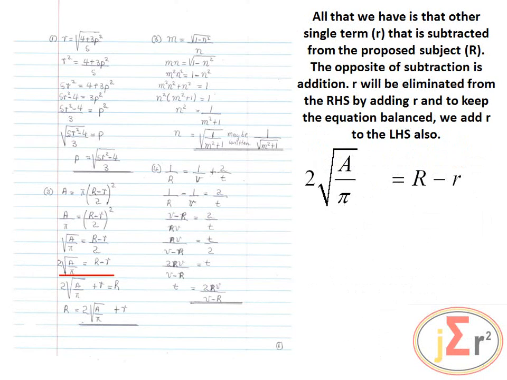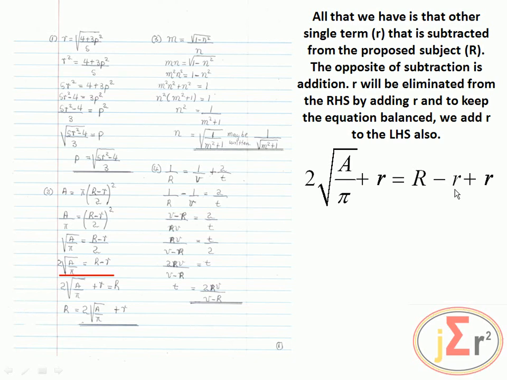It is related by subtraction, and we will do the opposite of subtraction. So all that we have is that other single term, the lowercase r, that is subtracted from the proposed subject, the uppercase R. The opposite of subtraction is addition. R will be eliminated from the right hand side by adding R, and to keep the equation balanced, we add R to the left hand side also. So add R to both sides.